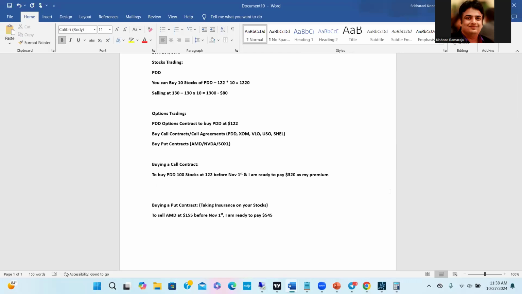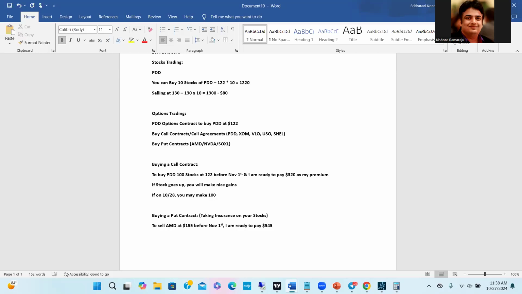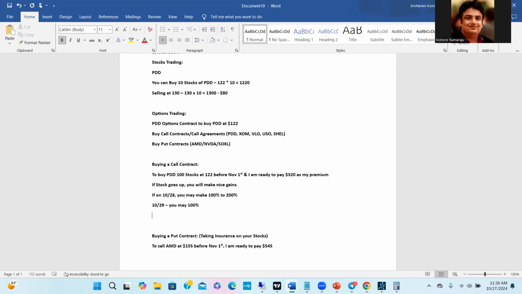But if the stock goes up, you will make nice gains. If it goes up on 10/28 itself, you may make 100% to 200%. If it goes up on 10/29, right, to $130 or $125, you may make 100%. If it goes up on 10/30, right? For the next 2 days it is choppy, then it started moving up because for the next 2 days still war is going on. Buyers are not ready to take any risk.